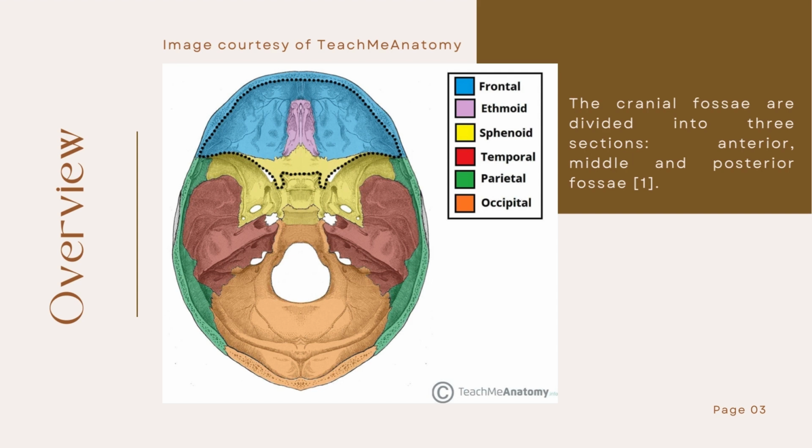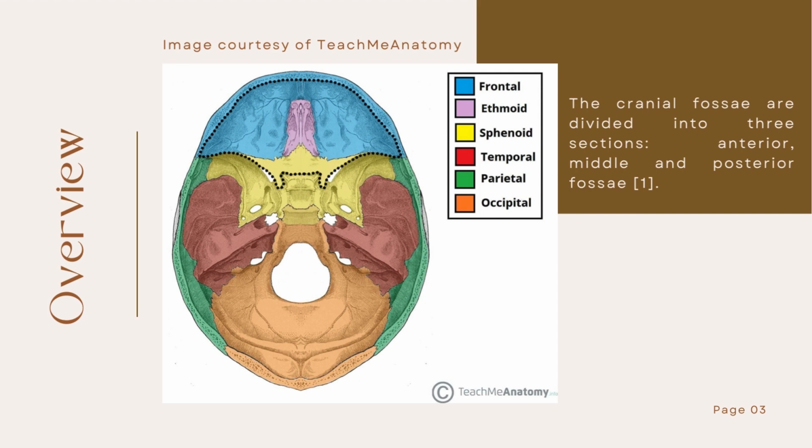The bones that form the anterior fossa include the frontal bone, the ethmoid bone, as well as the lesser wing of the sphenoid bone, depending on how you pronounce it. The middle fossa contains the sphenoid bones, as well as the two temporal bones. So to clarify, this is the greater wing of the sphenoid bone. At the top of the skull, the middle cranial fossa is also formed by part of the parietal bone.